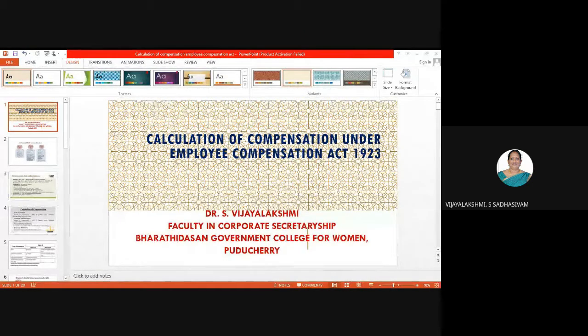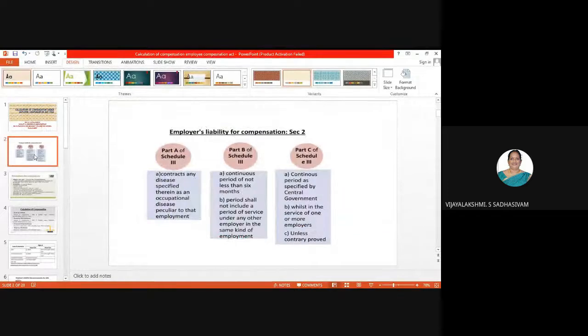So already as we are aware that this is one of the Social Security Acts which tries to protect the employee in case of any mishappening. Now, when we talk about the calculations, we have to know about the occupational diseases. So, what are the occupational diseases which an employee will encounter due to his employment? So, we have three schedules. One is Part A under Schedule 3, Part B under Schedule 3, and Part C under Schedule 3.